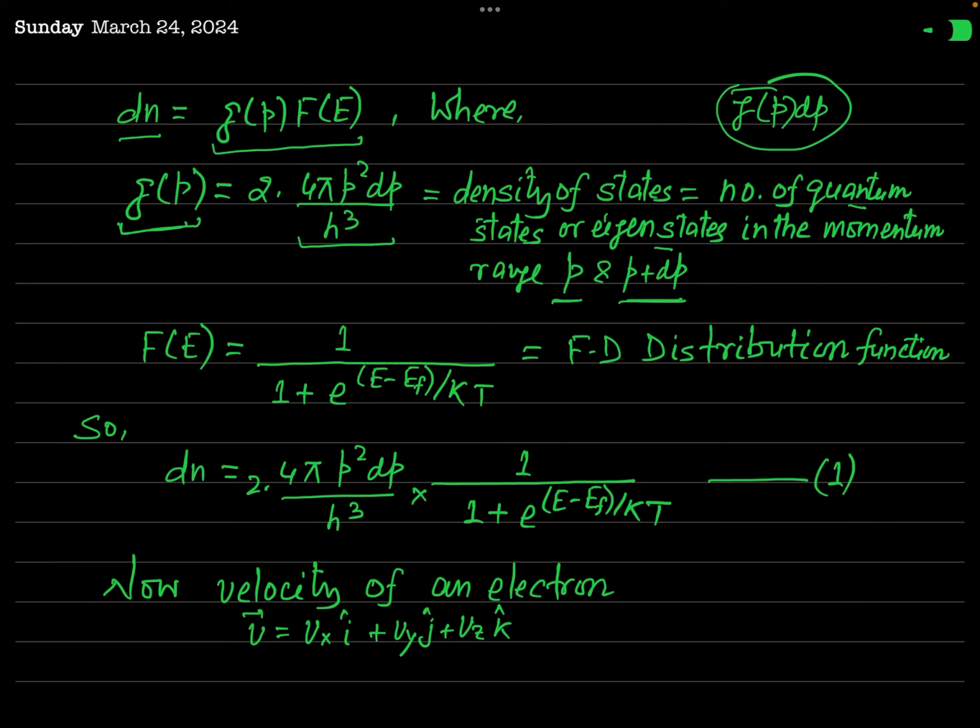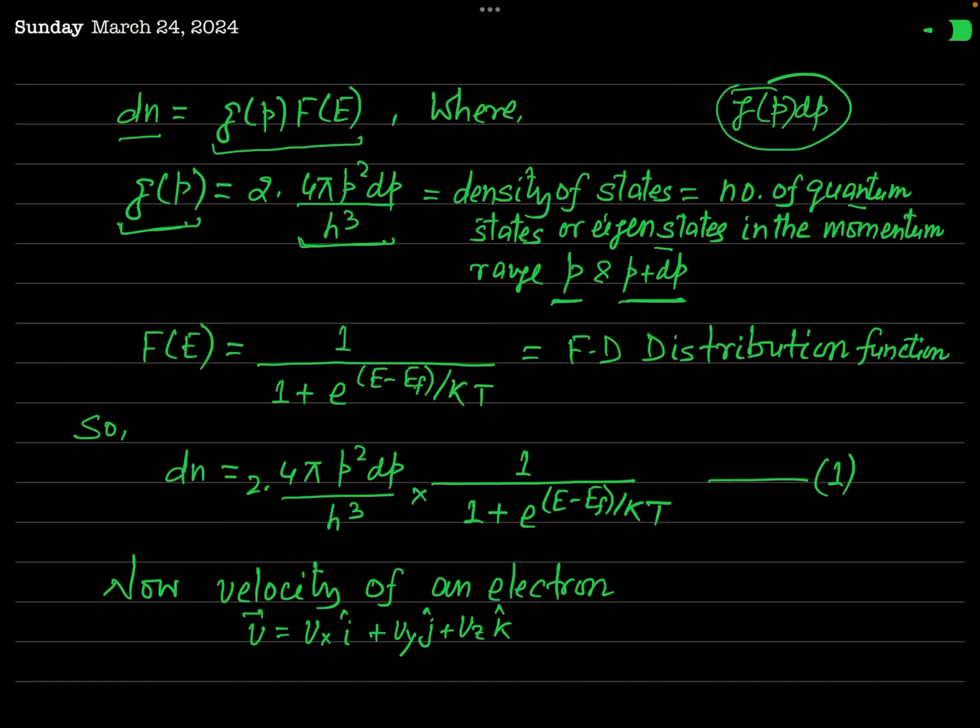You can see the calculation of this result, or the proof of this result, in my videos which I have added in this playlist. I am telling this several times so that you must watch those videos. This is 4 pi p square dp over h cube. This represents the number of quantum states or eigenstates for the particles having momentum between p and p plus dp.